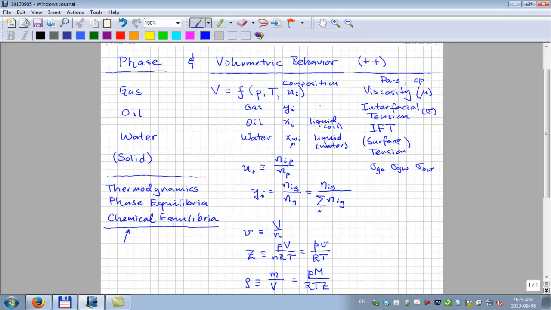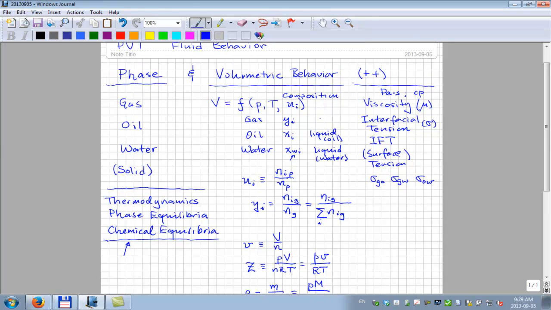Poise is, I think, related to a name. Centipoise, and there's an exact relation between Pascal seconds and centipoise that I'll just make a note of here for you. It's basically that 1 millipascal second, which is an SI unit, is exactly equal to 1 centipoise.